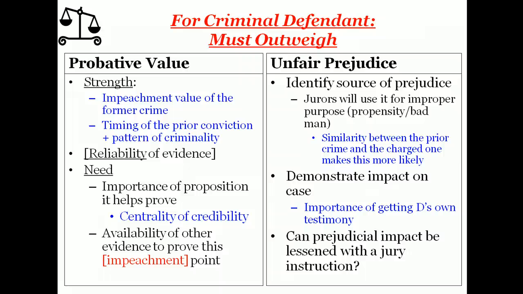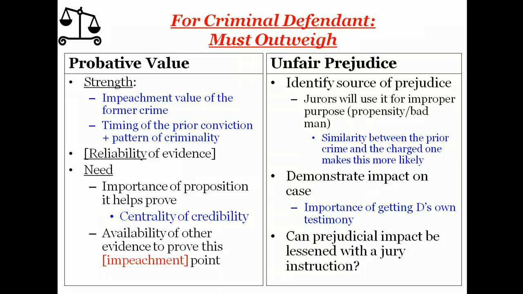On the probative value side, you'll see the impeachment value goes to strength. The timing of the prior conviction and the prior pattern of criminality also go to strength. For reliability of the evidence, that's a given because we have a prior conviction. Need, you'll see the importance of the proposition it helps to prove. The more important credibility is, the more important the impeachment is, and the greater the need is.